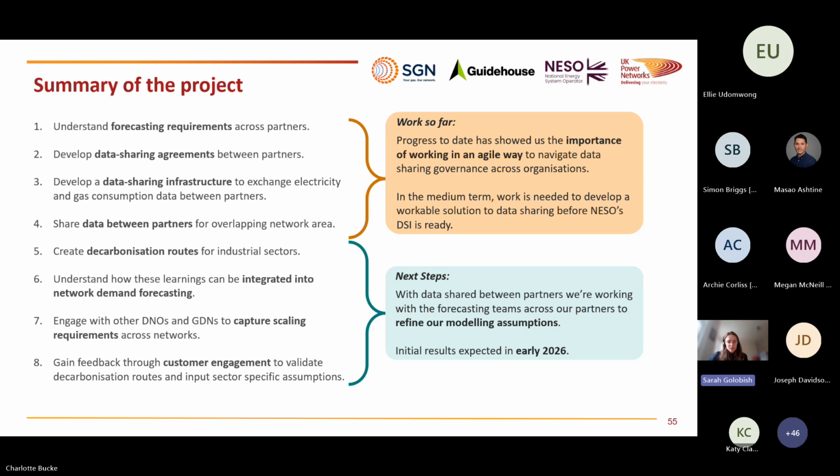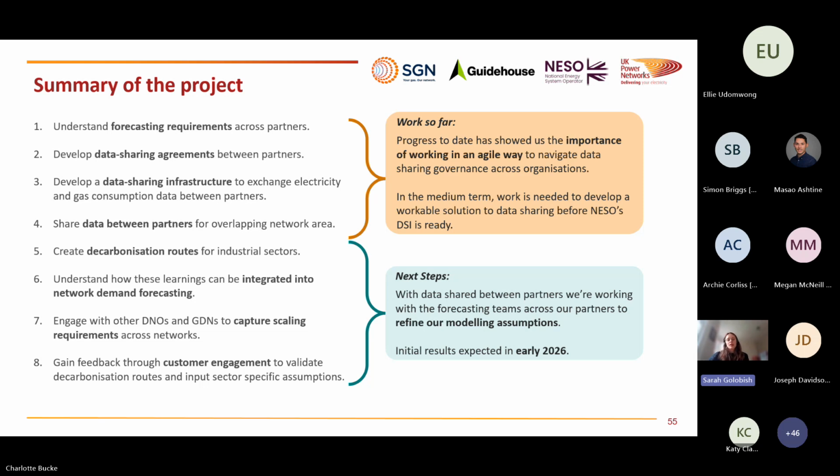So in terms of what we've done to date, it's pretty much the first half of the bullets on this slide. We're roughly 6 months into the project. We started with a bit of requirements gathering to understand the different forecasting approaches across SGN, UKPN, and NISO. We then worked on a data sharing agreement to share the project data between partners and developed an IT solution to facilitate that sharing. We're also now ready to essentially press go and actually share that data, which is really exciting.